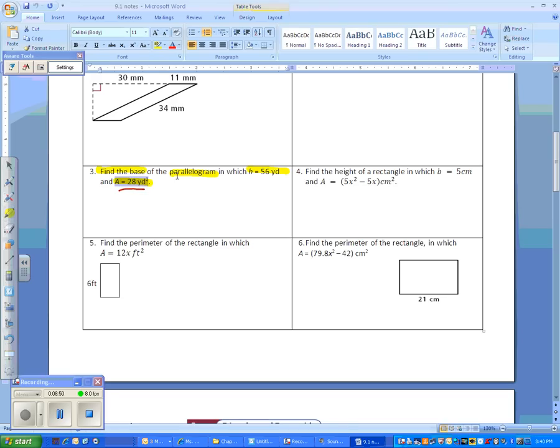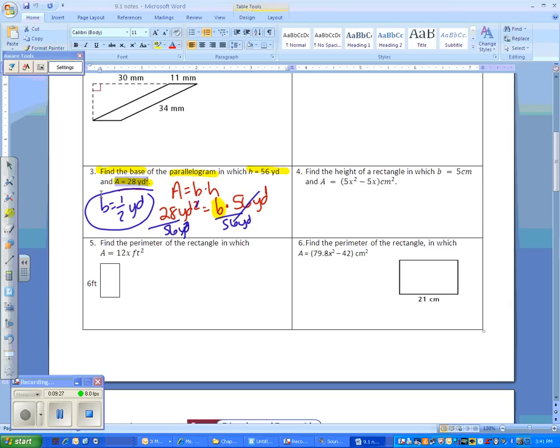First of all, starting off with a parallelogram, you know that that's base times height, and then you're going to plug in what you know. You know area is 28 square yards. You know that the height is 56 yards, and we don't know what the base is. So the base is what we're looking for. So we want to get this all by itself. The opposite of multiplying by 56 is dividing by 56. So you're going to divide both sides by 56 yards. And you're going to get that the base equals a half of a yard.